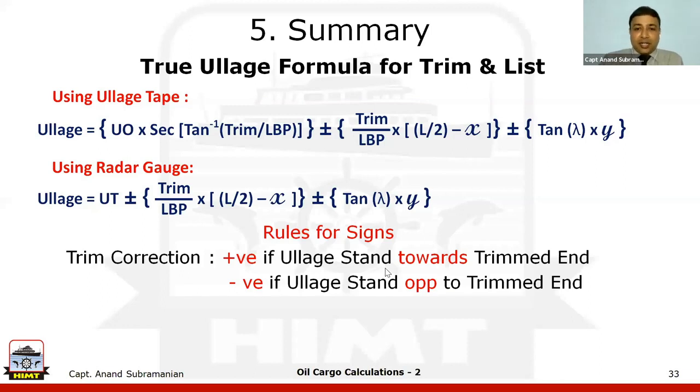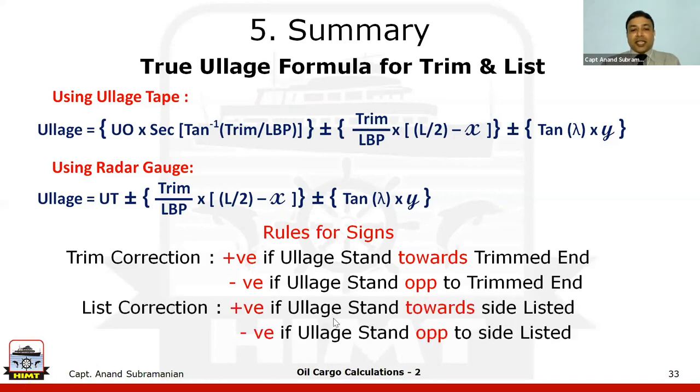In case, to give a googly or something, the question is put in such a way that the ullage stand is from the forward end, let's say 2 meters or 3 meters, then we have to subtract this. But this condition may not appear in the MMD examination. What we normally get is ullage stand towards the trimmed end, that is towards the aft end. For the plus minus over here, the rule of sign is, if both are on the same side, add it. If both are on opposite sides, subtract it. Very simple.